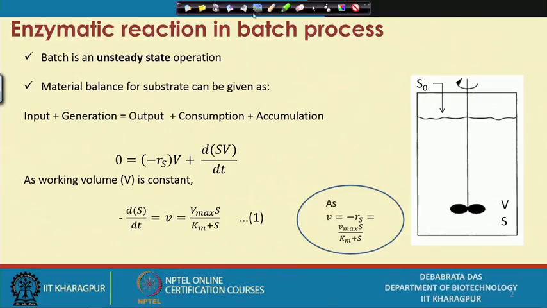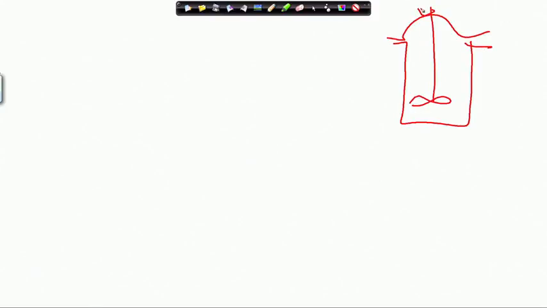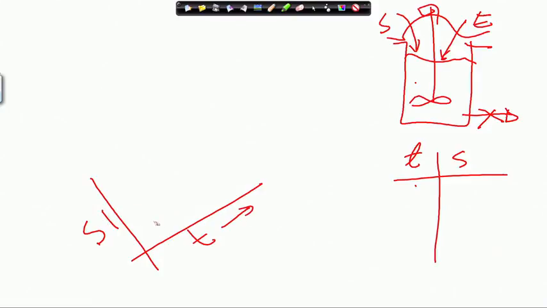When we talk about the batch process we consider it as an unsteady state process. Why? Because this is the reactor, and in this reactor you take the substrate. You put your substrate here and put your enzyme here, let the reaction take place, and we can draw a sample from here and monitor the substrate concentration at different times. When you plot the concentration of substrate versus time, the substrate concentration decreases with respect to time.